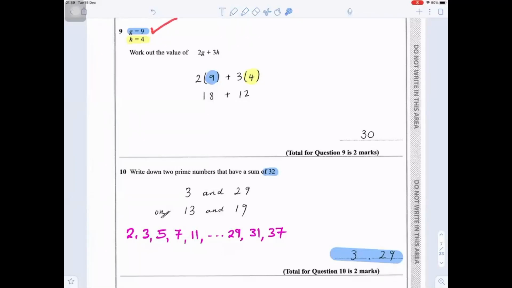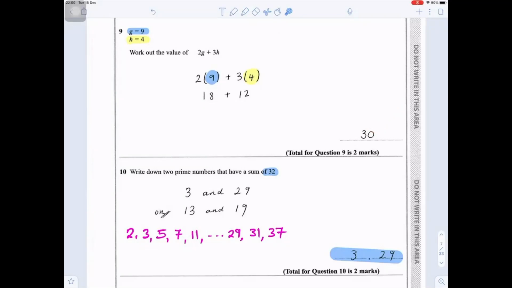G is equal to 9. H is equal to 4. Work out the value of 2G plus 3H. What they're asking you to do is to substitute in the value for G. G is 9. You replace G with 9 and replace H with 4. So it is 2 times 9 plus 3 times 4. 2 times 9 is 18. 3 times 4 is 12. And you add 18 plus 12, it gives you 30.